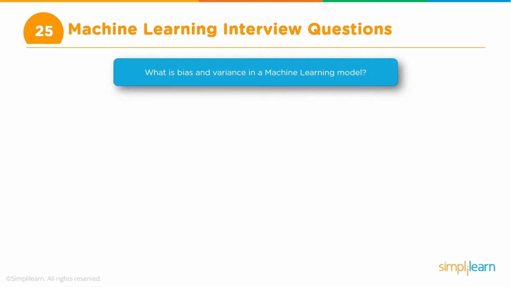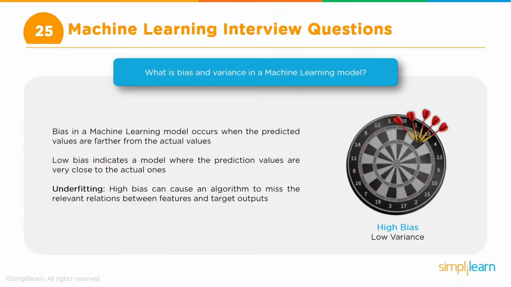Okay. All right. Then there can be questions around bias and variance. The question can be, what is bias and variance in machine learning? You just need to give out a definition for each of these. For example, bias in machine learning occurs when the predicted values are far away from the actual value. The predicted values may be close to each other, while they are far off from the actual value. You see the difference? So that is bias.